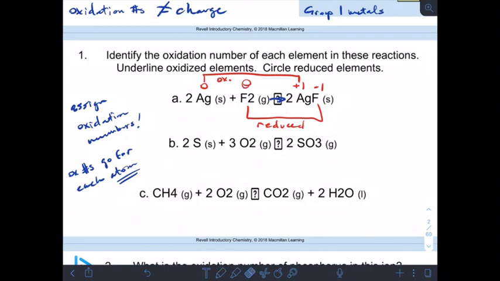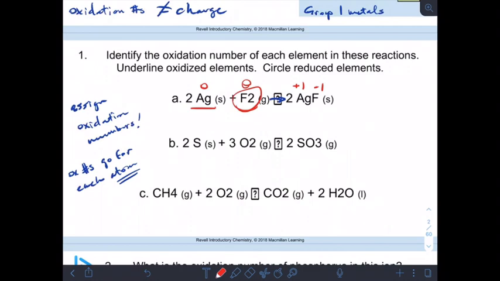Okay, but I'm going to take this out because it says to circle the reduced elements. So let's circle the fluorine because the fluorine has been reduced. And then the oxidized element was the silver. We said to underline the oxidized. Right, so let's assign oxidation states for line B.